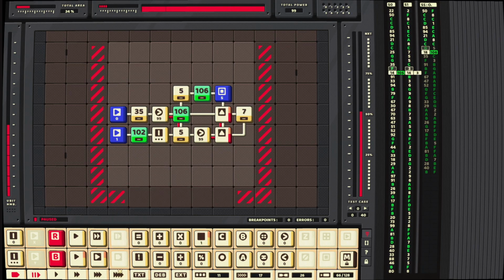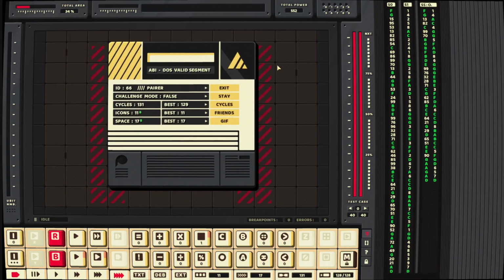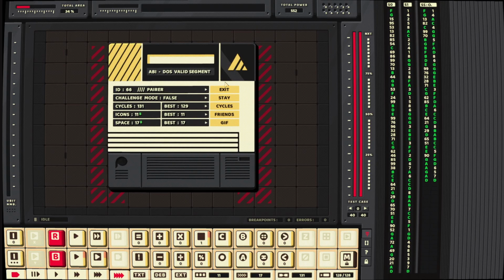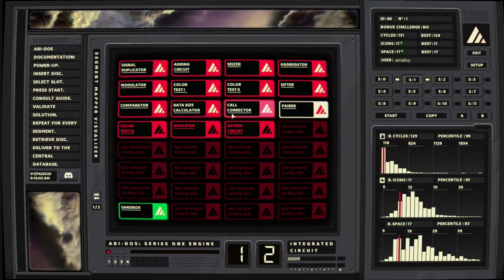So, okay, that's interesting. And this is a solution that's better on icons, and I guess better on space as well. Now we're in a better spot. And actually, that's kind of interesting. It's just as good on cycles, so yeah, I guess that idea of duplicating things was sort of unnecessary, wasn't it?